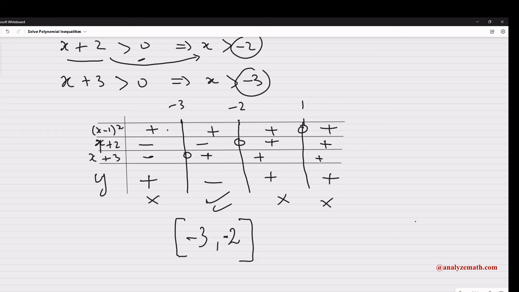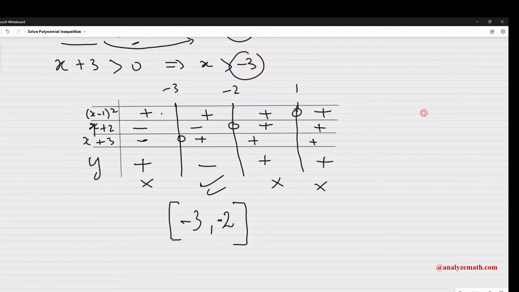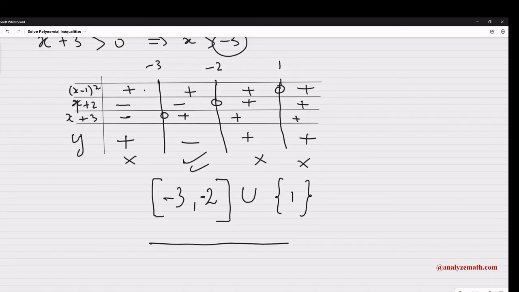No, we have got to be careful because look, when x equals 1, this factor is 0. If this factor is 0, everything is equal to 0, and then equal to 0 is accepted. So we say union, x equal to 1 must be included. Number line is very simple. In fact, minus 3 closed circle, minus 2 closed circle, all the solutions in between as well. And then somewhere here, a closed circle with the value 1.